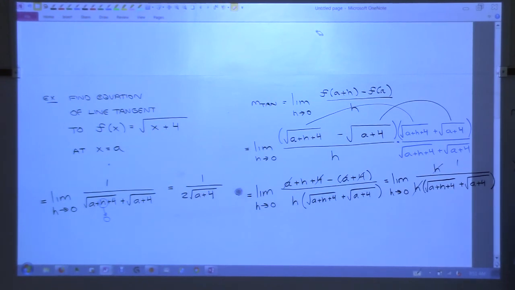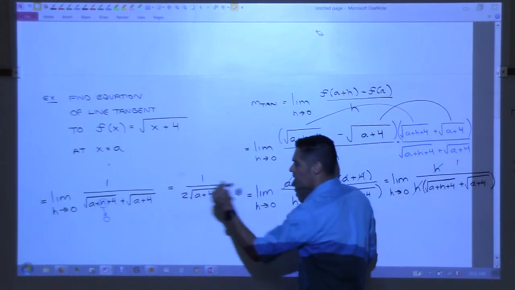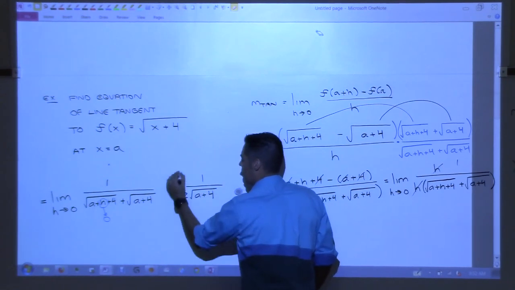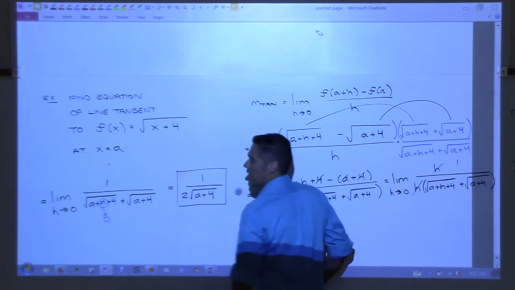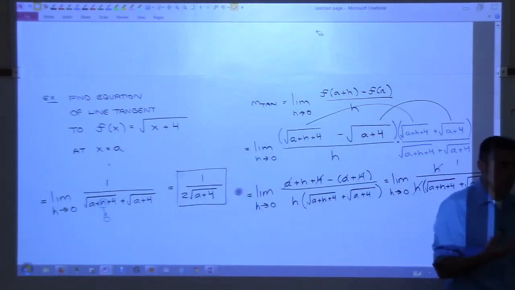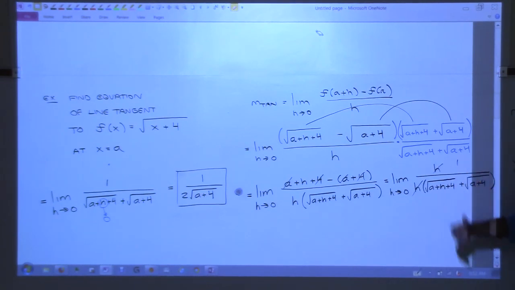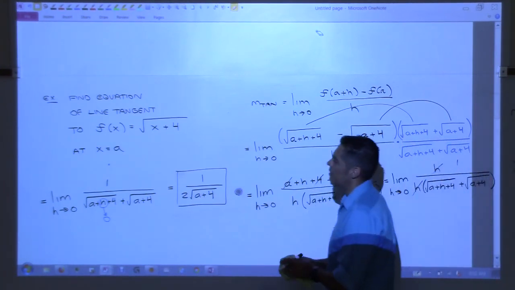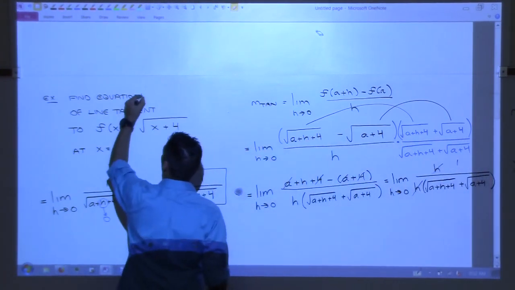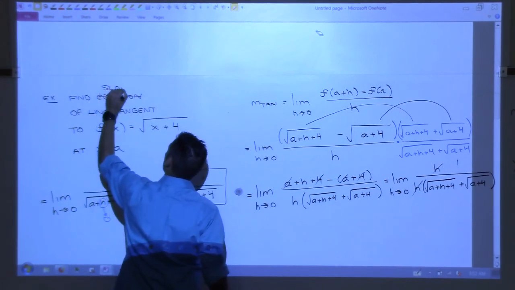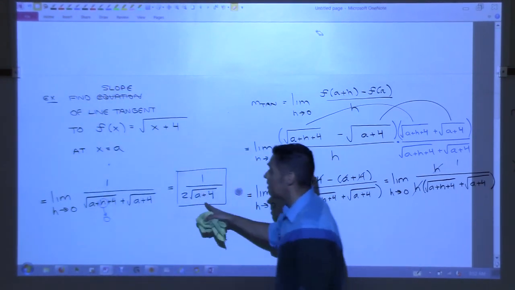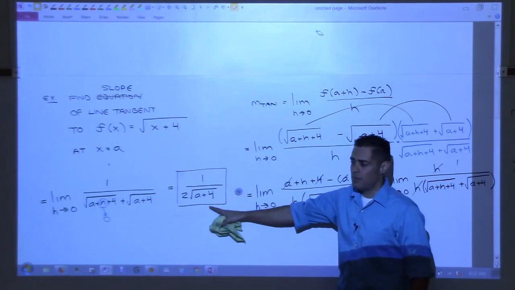Make sense? So I took the limit, so I'm not writing limit anymore. This is it. This is the slope of the tangent line at A. All you have to do now is supply me with an A, and I will be able to tell you the slope of the tangent line. Now, I said to find the equation of the tangent line at A. Let's just change that to slope, okay? Sorry. Because this is not the equation of the tangent line, it's just the slope.